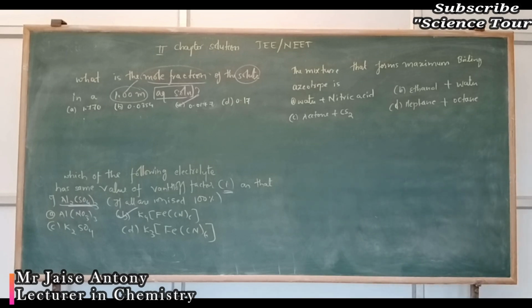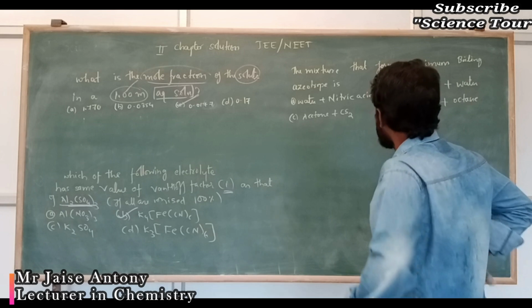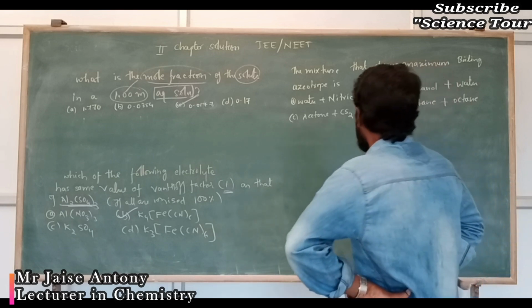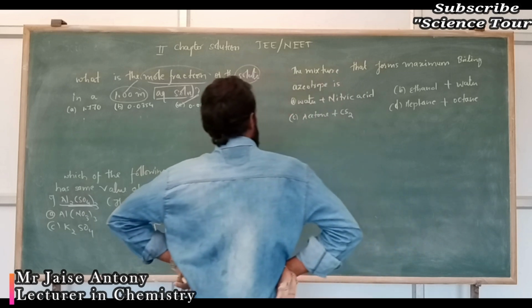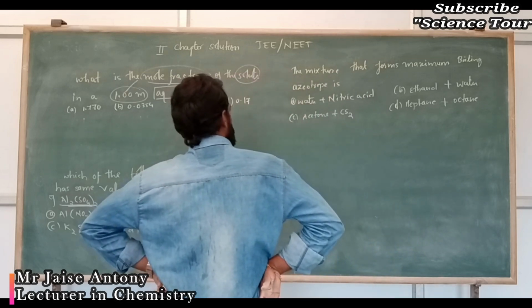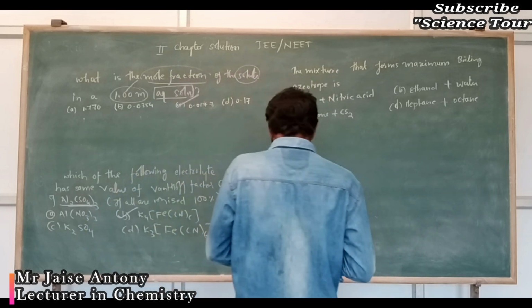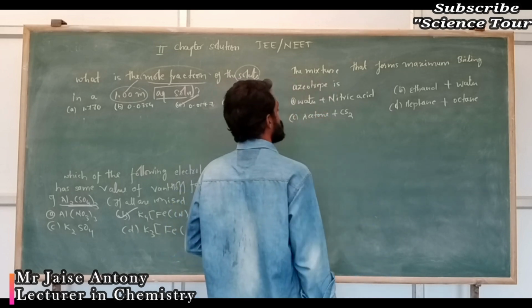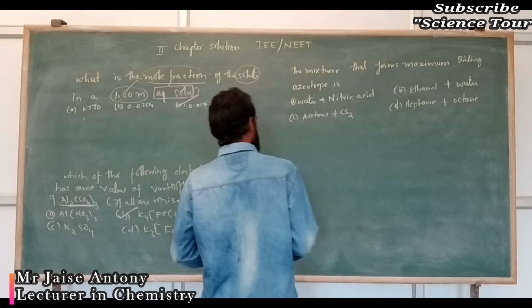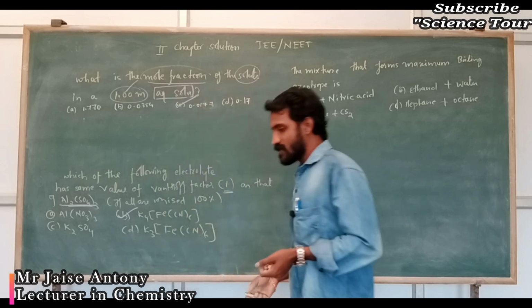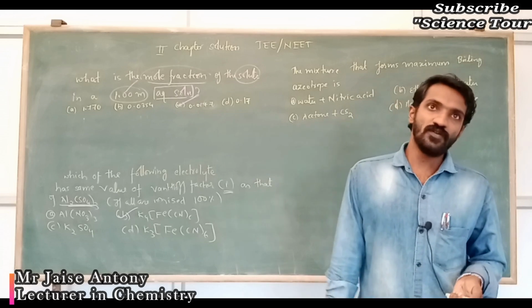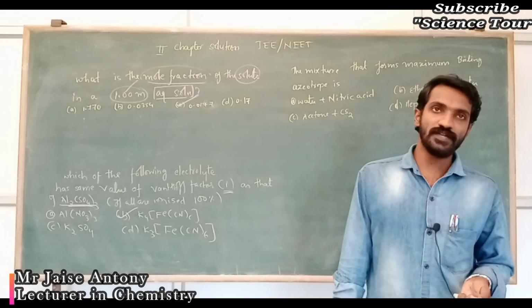Okay, my dear students, next question: the mixture that forms maximum boiling azeotrope is A. Water plus nitric acid, B. ethanol plus water, C. acetone plus carbon disulfide, D. heptane plus octane. I will give you one idea to remember this. We already discussed in class theory what maximum boiling and minimum boiling azeotropes are, and you have gone through those examples.